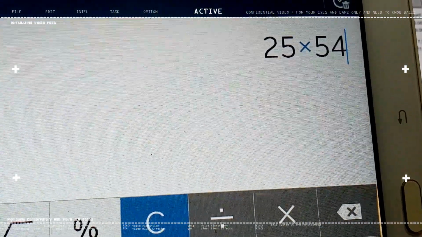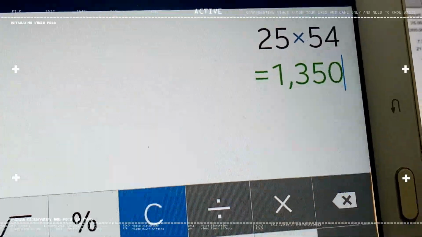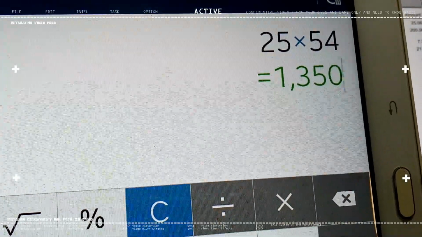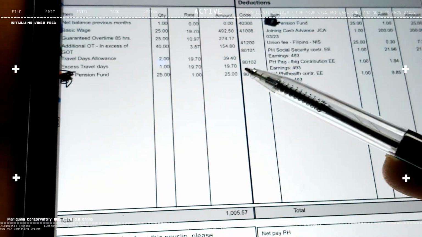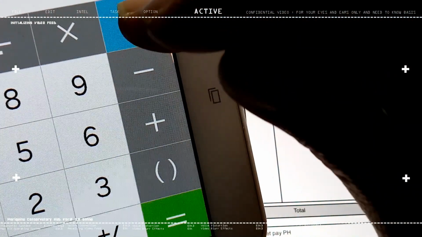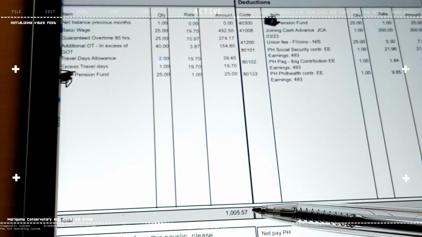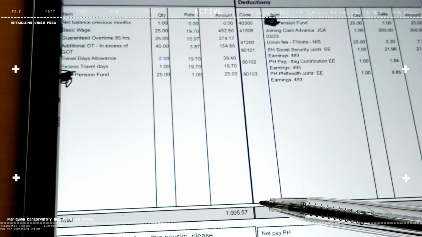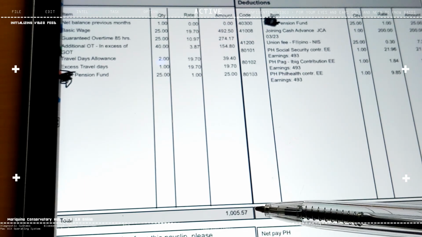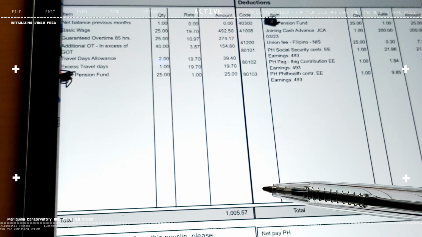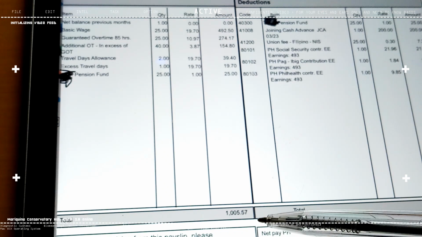Anyway, I think that's not exactly useful because I'm not gonna stay in the company, like I said. So my pension that they gave me is 1,350. So all in all, if we just compute that, it would total about $1,005. Can you imagine that the salary that they gave me for an OS is $1,005?